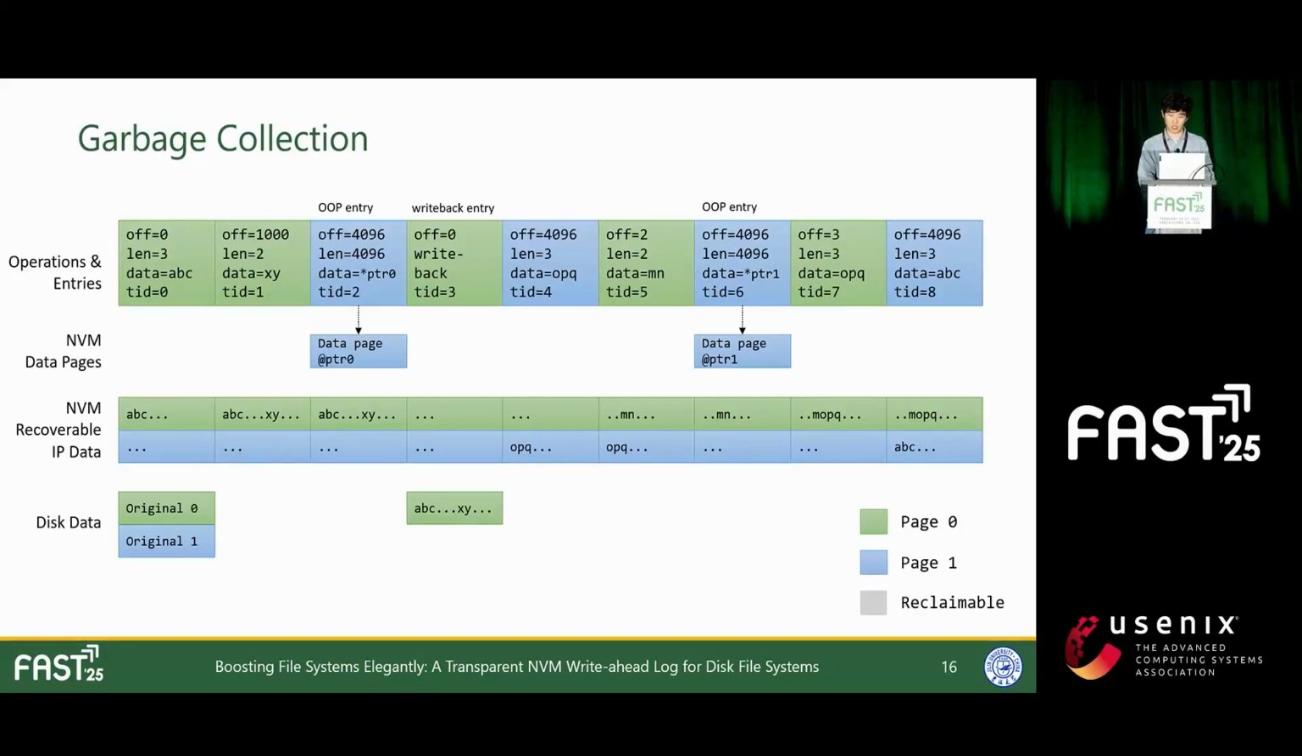Alternatively, if a page has been written back to the disk, it means that all prior writes to that page are already saved, right? So the entry for that page prior to the write-back event can also be discarded. After that, we just need to schedule a background thread to reclaim these unused entries and the associated data. And here are some examples. Like these out-of-place entries and write-back entries will expire the prior entries of that page.